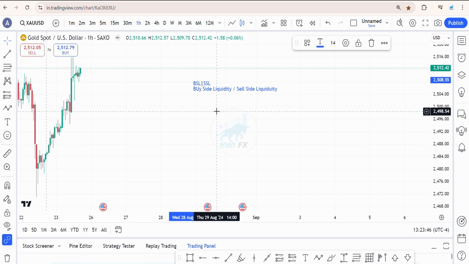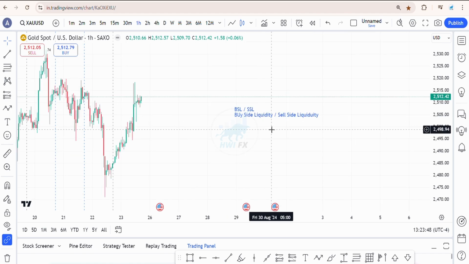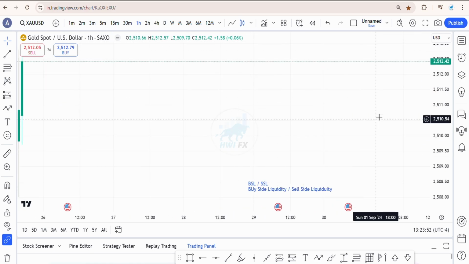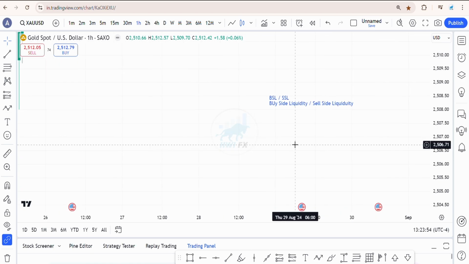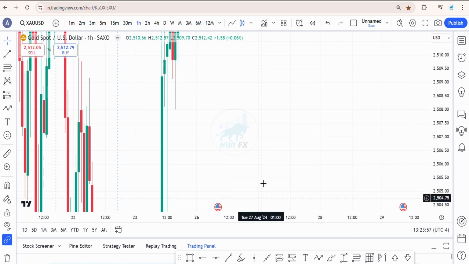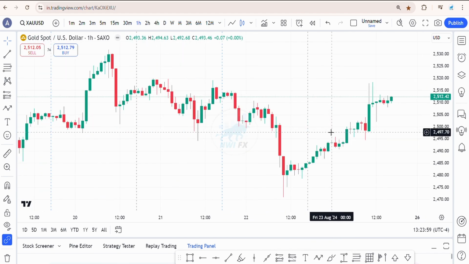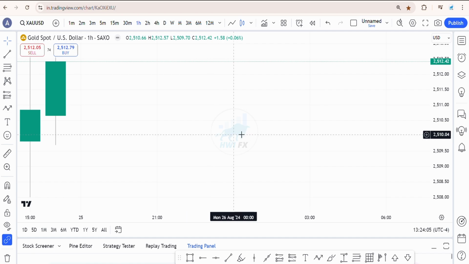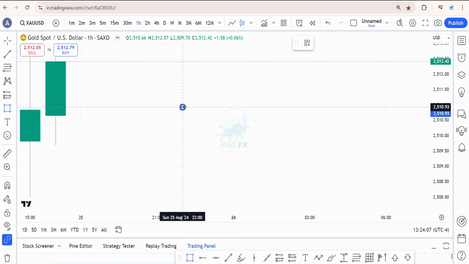So let me correct it. Okay, so where do BSL and SSL reside? Let me tell you guys how this liquidity resides. Let's have an example over here. BSL always lies above the swing high. So let's see, we have a swing high like this.